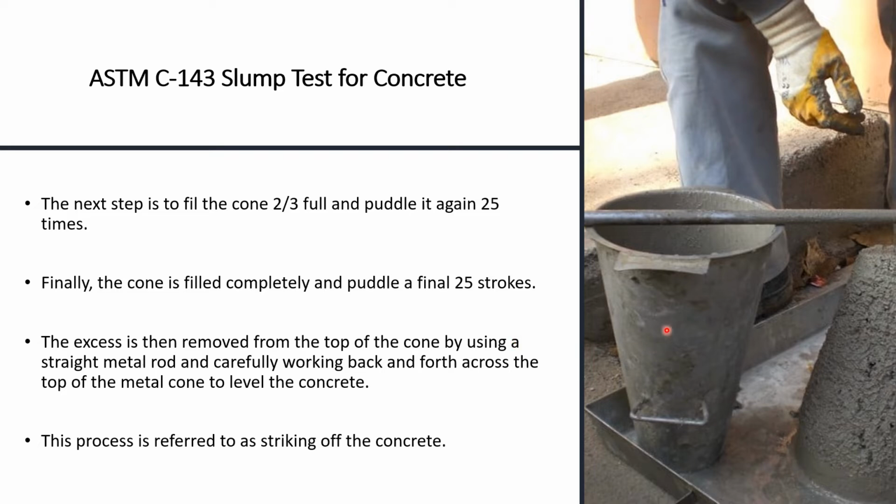The next step, you're going to fill the cone 2/3 full and puddle it again, 25 times. Finally the cone is filled completely and puddled with a final 25 strokes. The excess is removed from the top of the cone by using a straight metal rod and carefully walking back and forth across the top of the cone to level the concrete. That process is referred to as striking the concrete, just removing the excess.